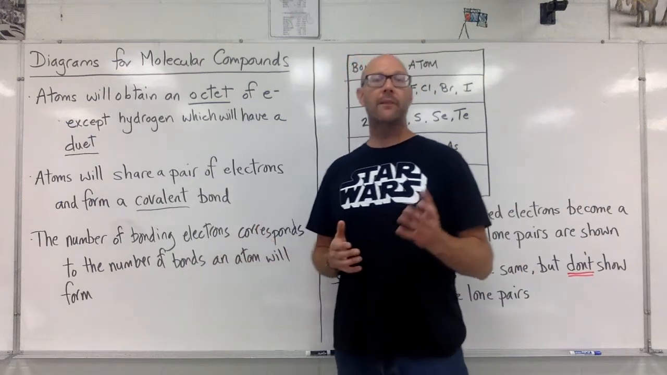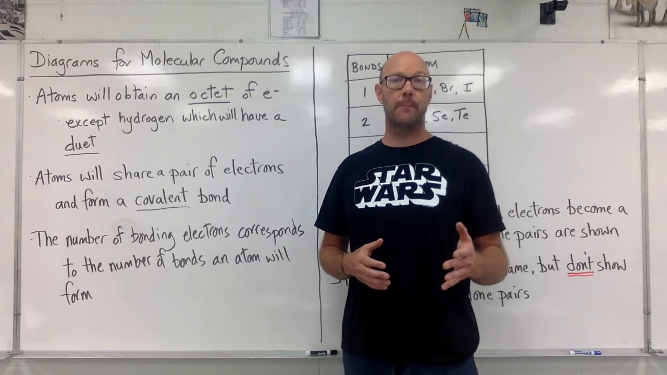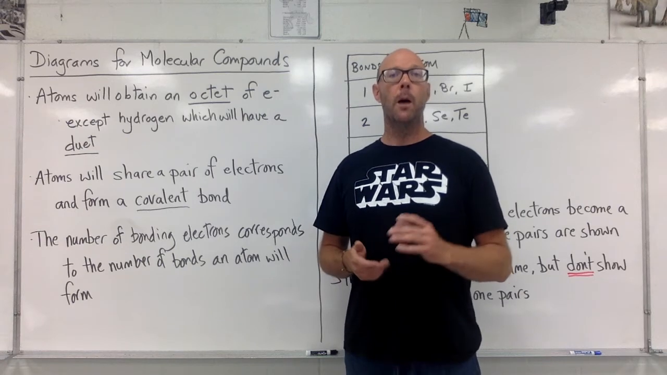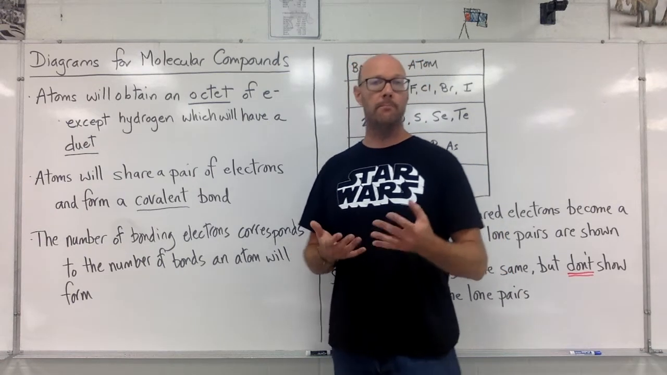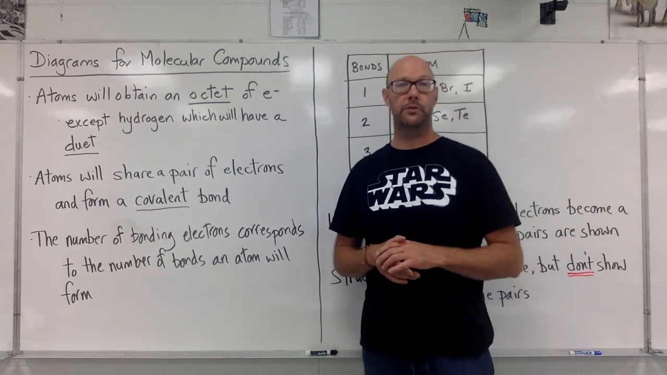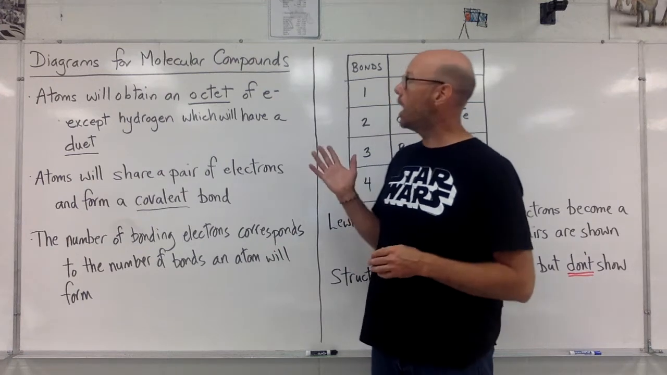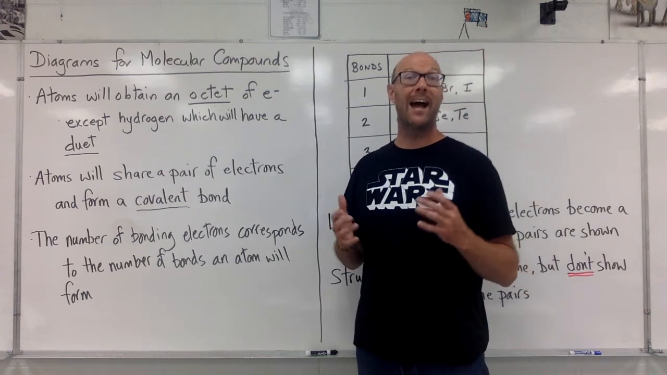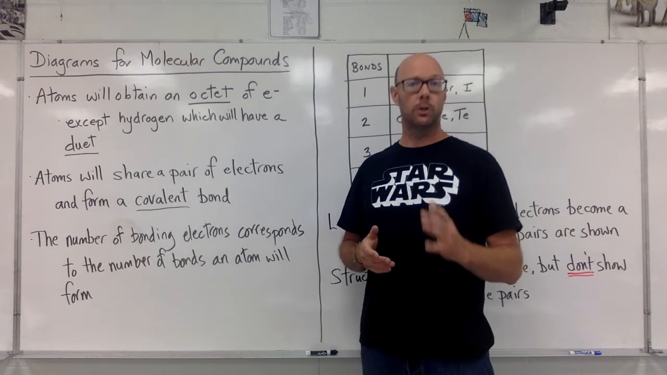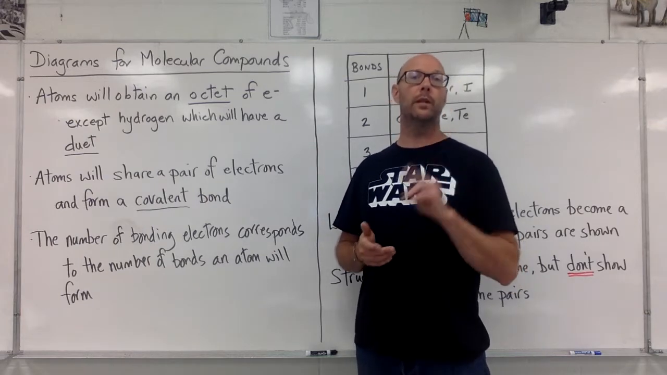Hi everyone. After taking a look at Lewis diagrams for individual atoms, the next step is for us to talk about diagrams for when those atoms combine in a compound. Because we're only going to be working with nonmetals, the kinds of compounds we're going to be dealing with are molecular compounds. When atoms combine, they're going to each obtain an octet of electrons. They're going to have 8 electrons around their symbol when we complete the diagram. There's one exception to this, which is hydrogen, which is going to form a duet, just 2 electrons.